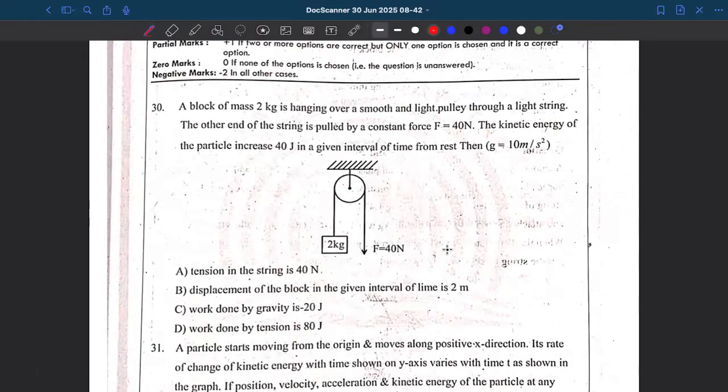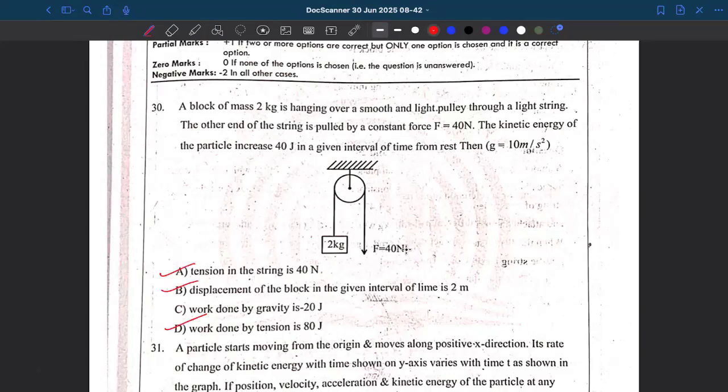Question 30, how many have done? 30. Why haven't you done 30? See, at least one option will come. If you try, you will get at least one option. They have given ABD as answers for this.